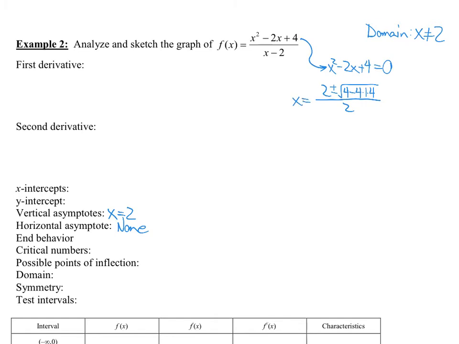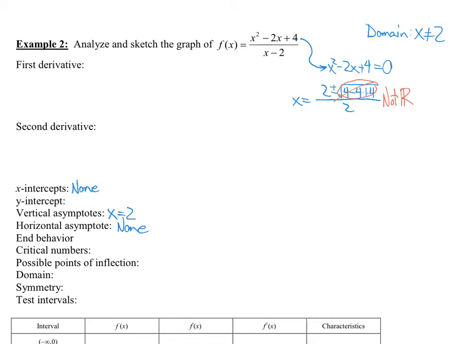And what do you see here? Yeah, a square root of a negative here, so imaginary. These are not real, so we're not going to include them. That means there are no x-intercepts.